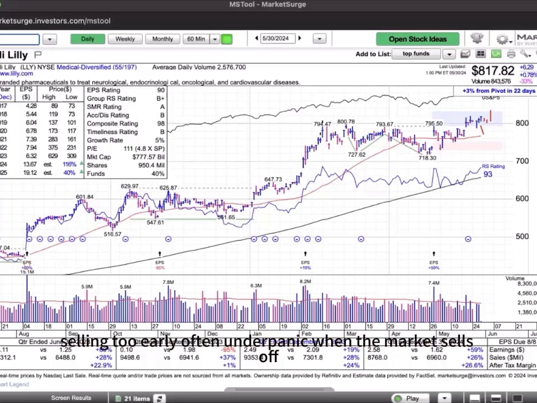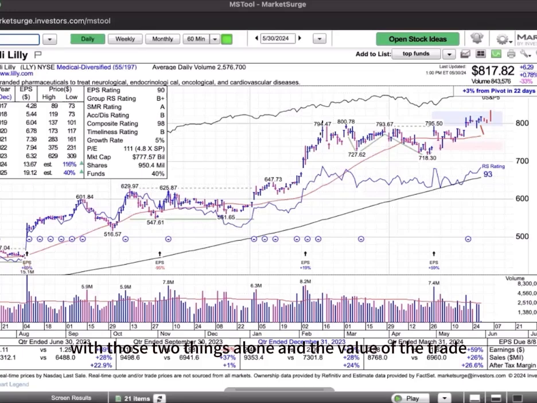Selling too early, often under panic when the market sells off like yesterday, is the other. Armed with those two things alone, and this is the value of the trade grader, guys. And by the way, everybody, Mark has quoted Ed Seykota's old interview a number of times. There's a really great line where Jack Schwager asks him whether losing traders can turn themselves into winners, and Seykota says no, that's only something winners do. Meaning winners put in the work and make the changes necessary to transform themselves. That's how they got to be winners.